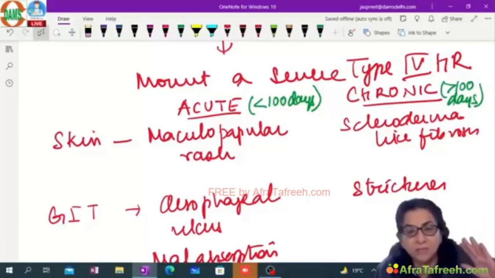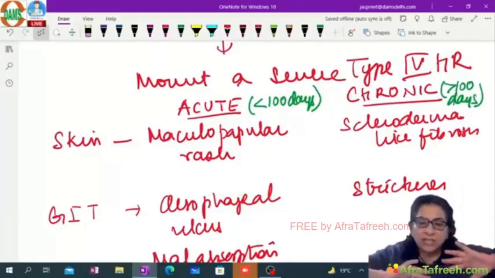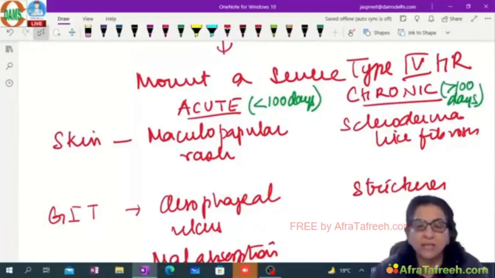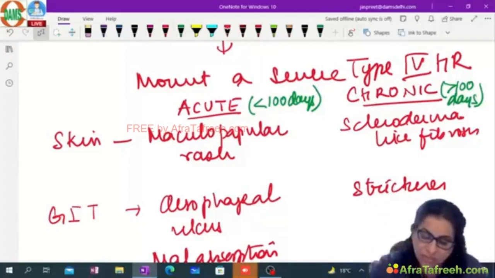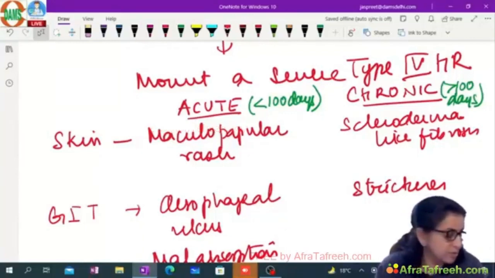So the concept here is that the recipient is immunocompromised. The donor T cells come and recognize the recipient tissue as alloantigenic, start mounting a type 4 hypersensitivity reaction, and start causing destruction. So this is graft versus host disease.